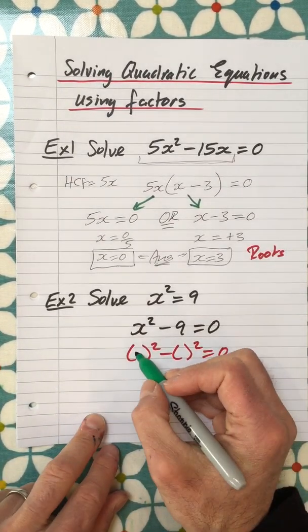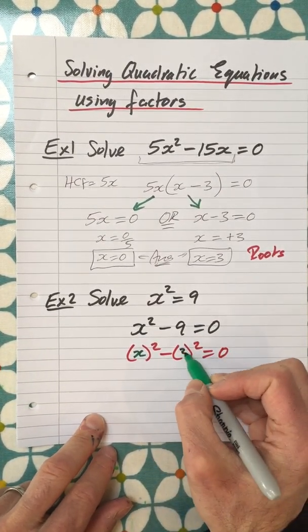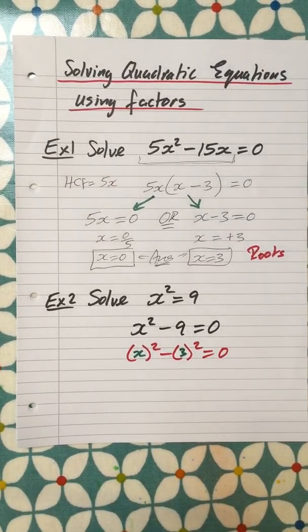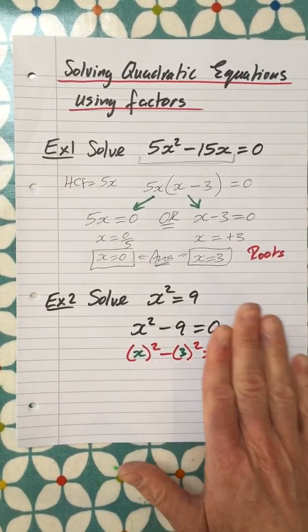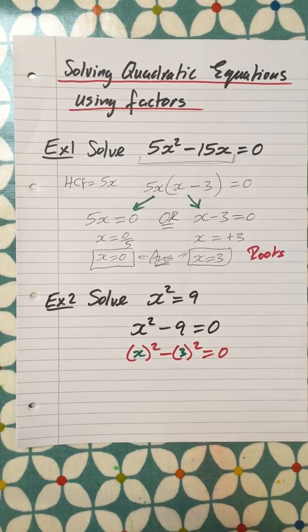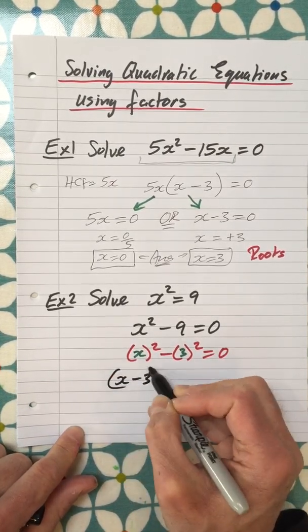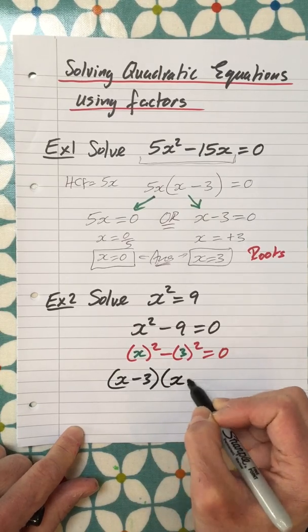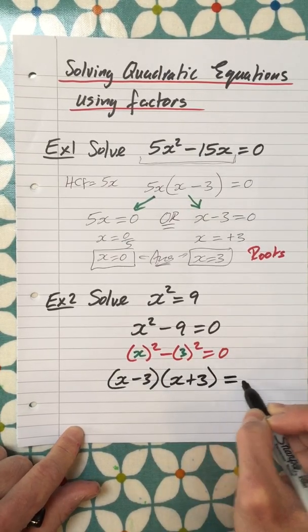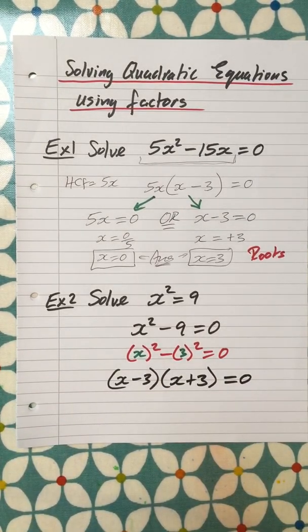And as you can see, I can put an x here and the number 3 here. So it is a difference of two squares. But remember, I'm not finished. To finish off a difference of two squares, I put x minus 3 in one bracket, x plus 3 in the other, and I have an equals 0 now as well.